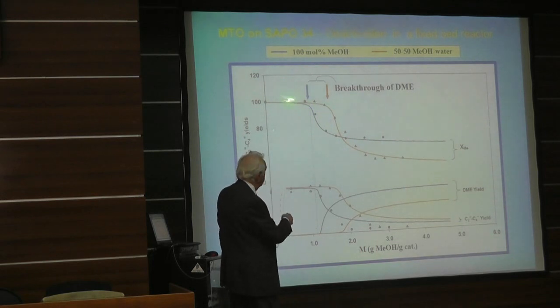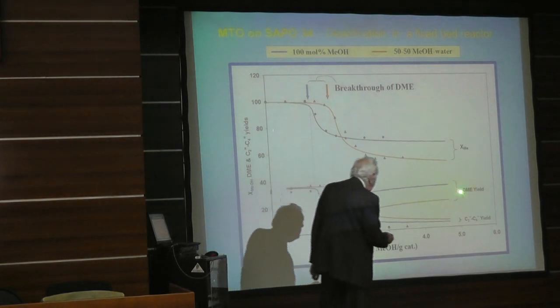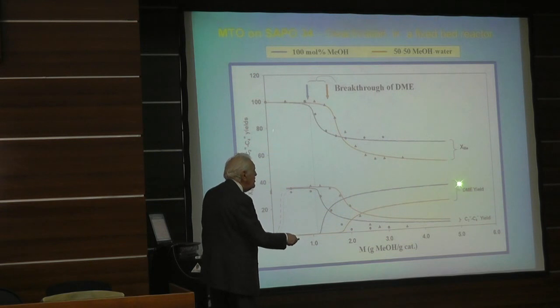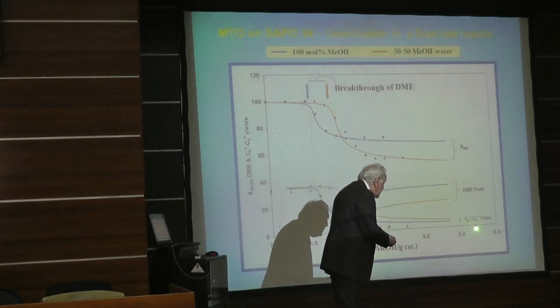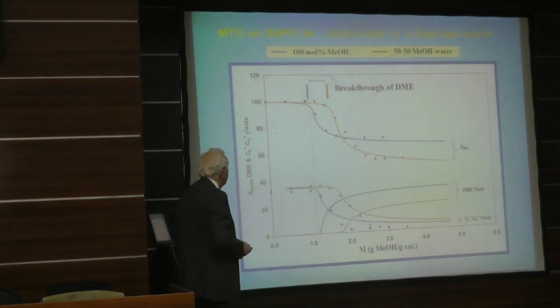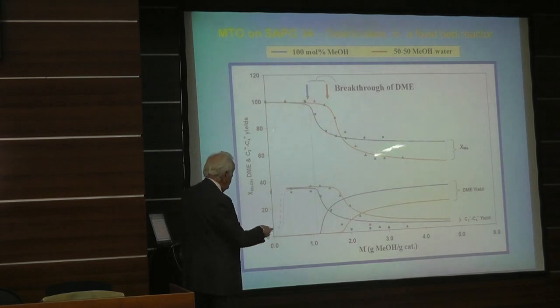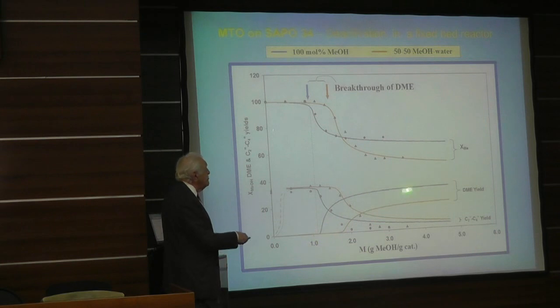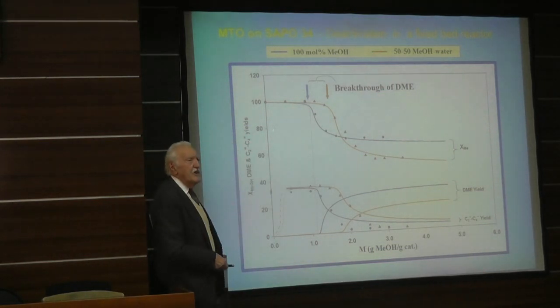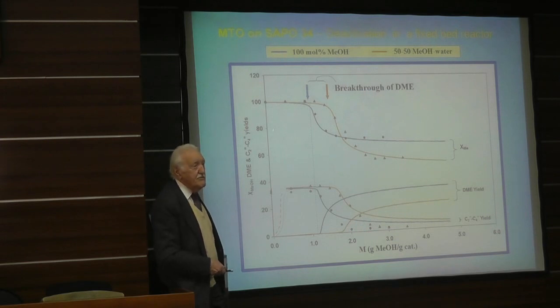And suddenly it deactivates. This blue curve here is the yield of dimethyl ether intermediate. And this blue curve is the yield of C2 and C4, what you would really want. But as you notice here, after a certain amount of methanol fed, you have a deactivation. And the deactivation is visible as soon as there is a breakthrough of the intermediate dimethyl ether. Well, I've seen all kinds of explanations of this in terms of behavior of the catalyst, etc. Well, very simple, it's a matter of deactivation by the own product.